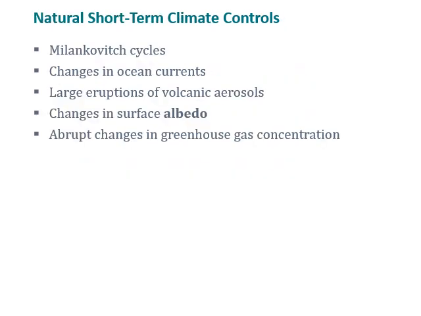Natural short-term climate controls include Milankovitch cycles, changes in ocean currents, large eruptions of volcanic aerosols, changes in surface albedo, and abrupt changes in greenhouse gas concentration. Note a mistake in one of the previous slides. I mentioned that there were anthropogenic long-term climate controls. This is not the case. All of these are natural.